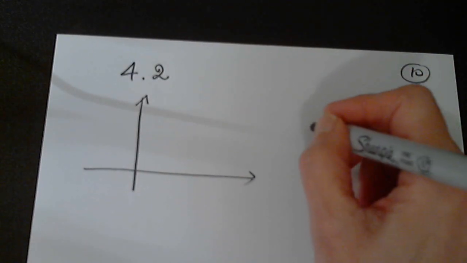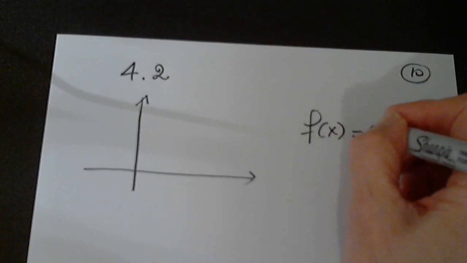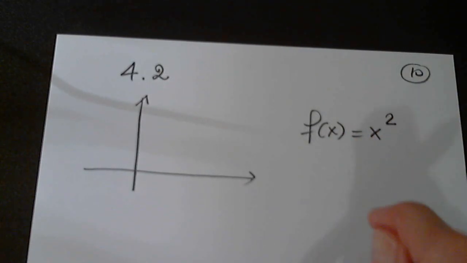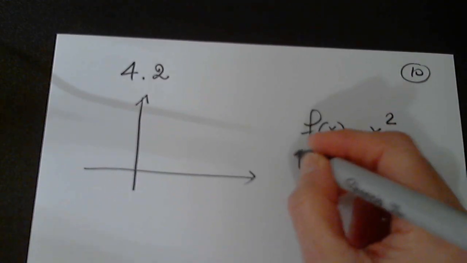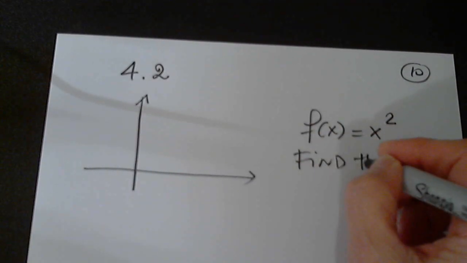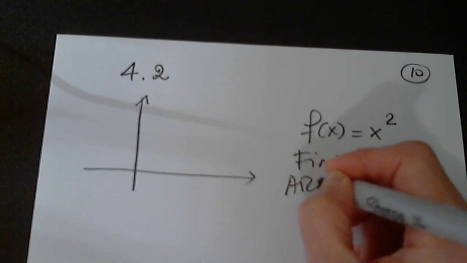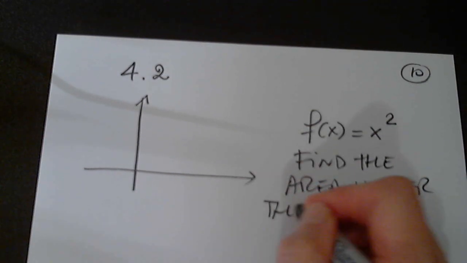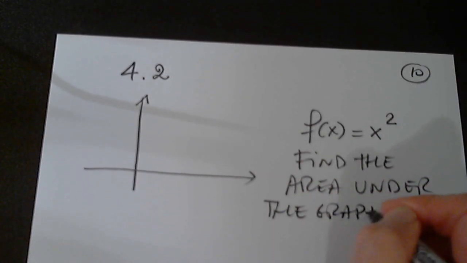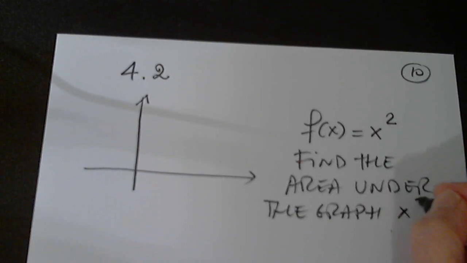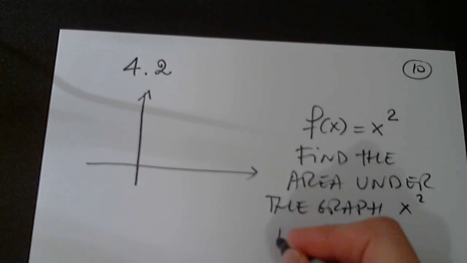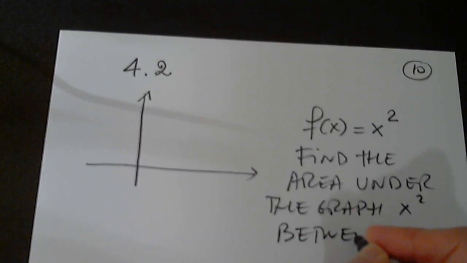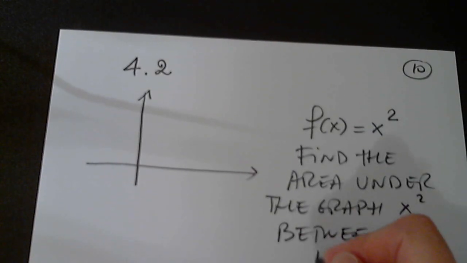Let's suppose I have a very simple function, which is x squared, and I'm interested in finding the area under the graph of f of x, x squared, between 1 and 2.